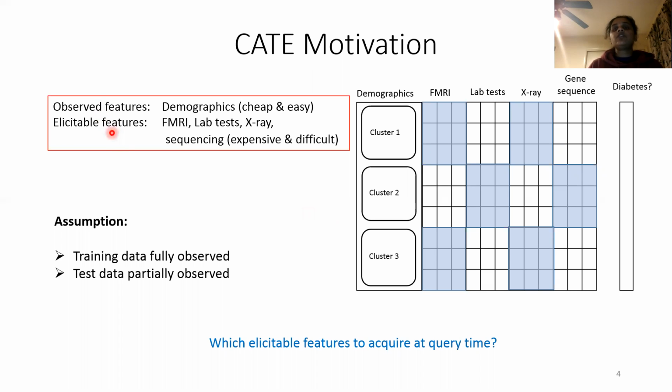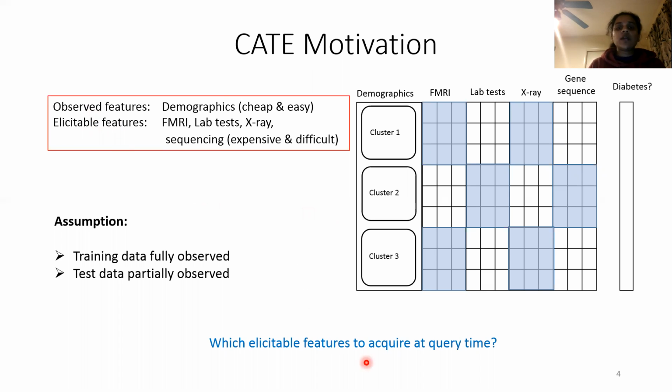The other set of features are the ones related to image data like MRI scan data, X-ray, or other kinds of lab tests or human genotype data, which are more cumbersome to collect and incur cost. So these features are called elicitable features in our problem setup.